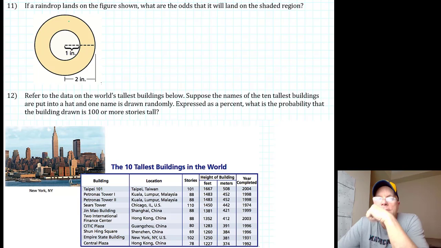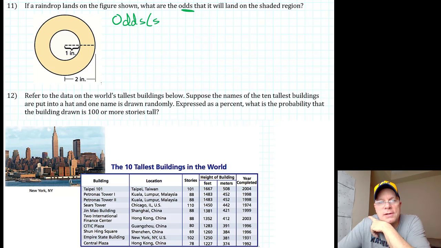If a raindrop lands on the figure shown, what are the odds that it will land on the shaded region? Now, careful, odds, not probability. Odds, shaded, will be the favorable outcomes, which is the same as the area that's shaded, compared to the unfavorable outcomes, which will be the area that's not shaded or white.